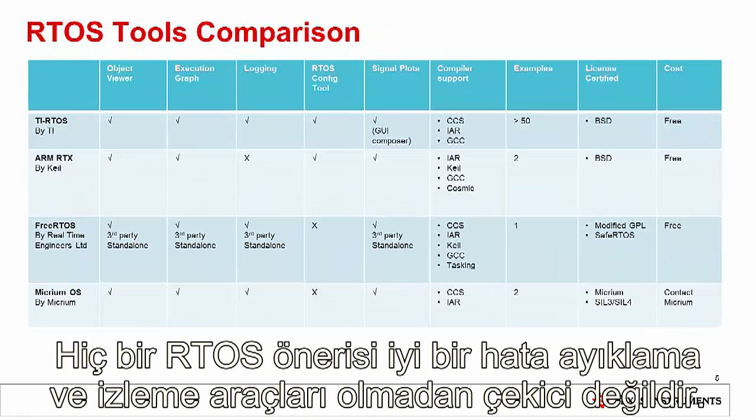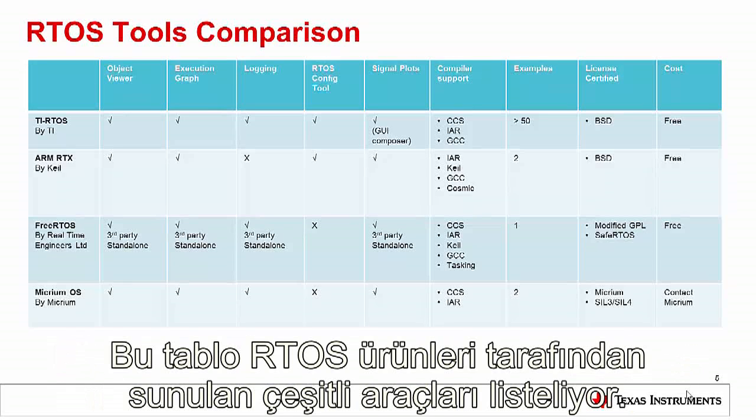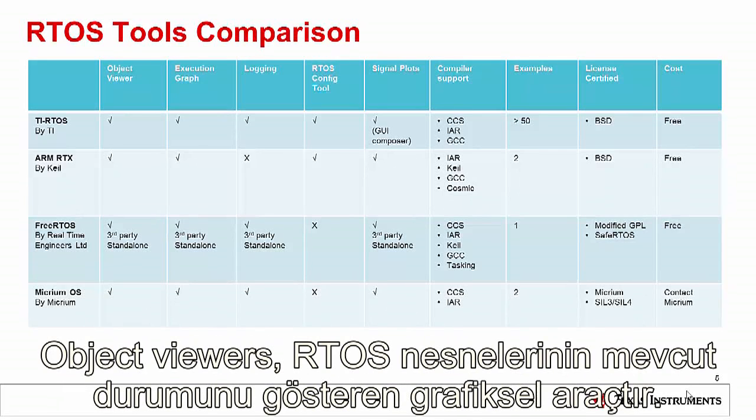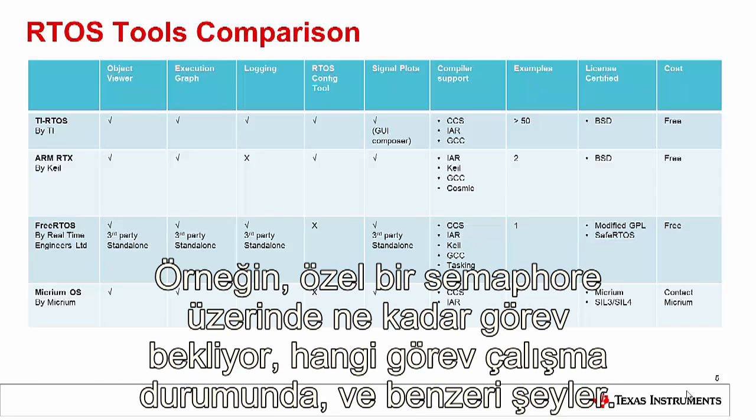No RTOS offering is attractive without a good set of debugging and trace tools. This table lists the various tools offered by the RTOS products. Object viewers are graphical tools that display the current state of RTOS objects, such as how many tasks are waiting on a particular semaphore or which task is in a run state, etc.